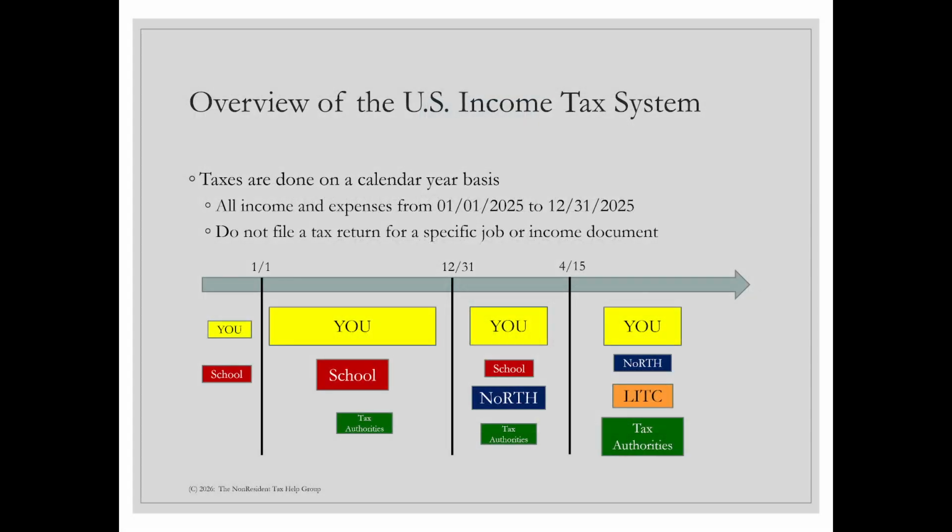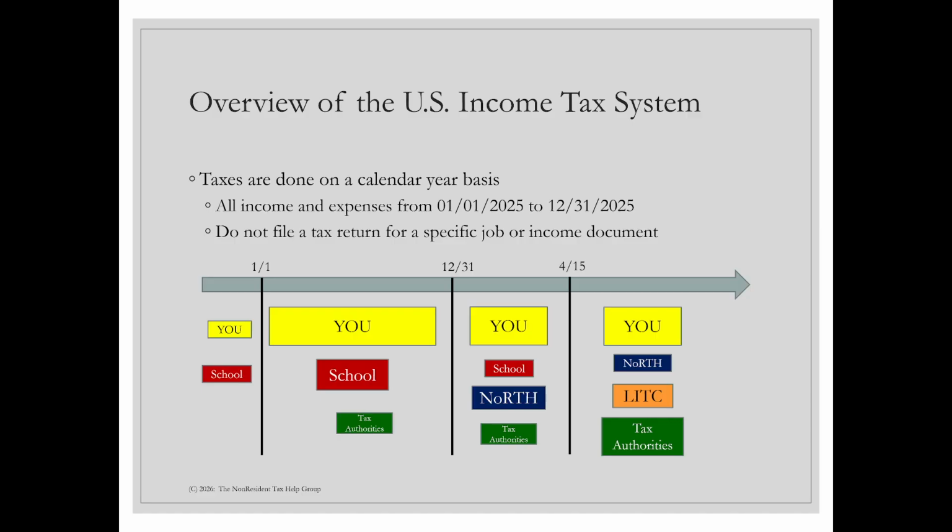So one of the first things to know is that taxes are done on a calendar year basis. So all of your income, all of your expenses from January 1st, 2025 through December 31st, 2025 is going to go onto a 2025 income tax return. That's the income tax form. It's called a return. Every calendar year is different. So you'll do a 2024 return for 2024 income and expenses using the rules and forms for that year. 2026 will be different as well when the time comes.